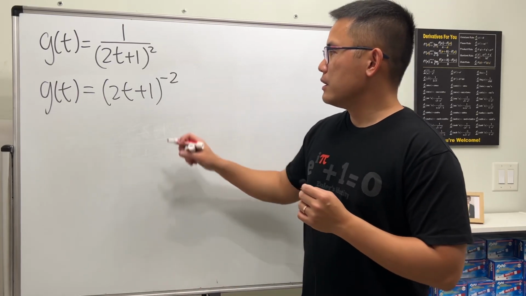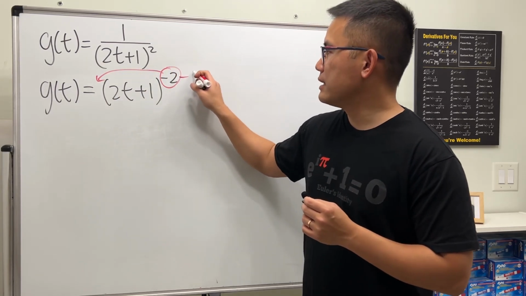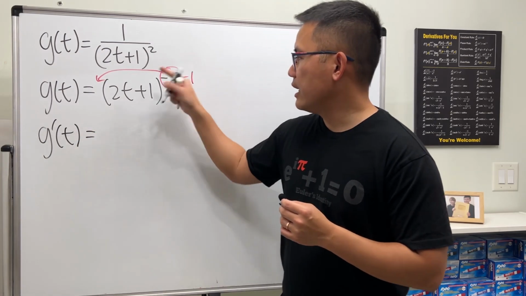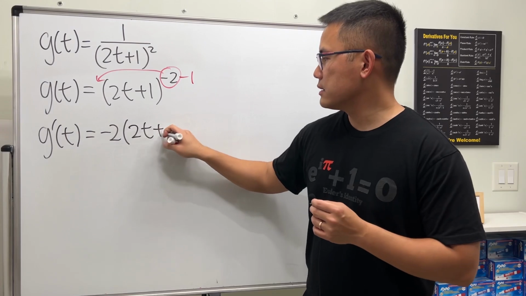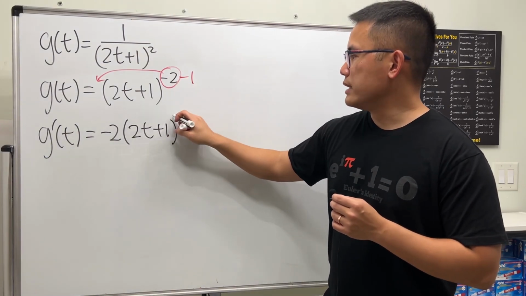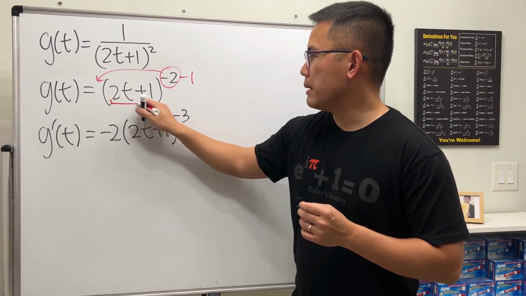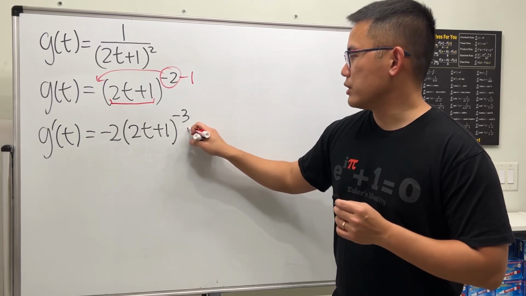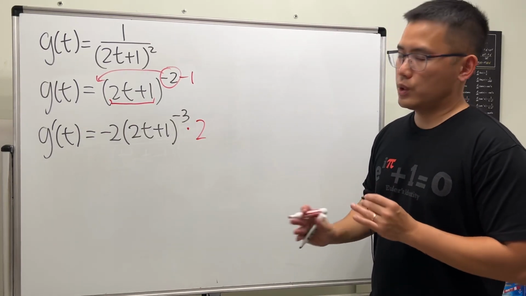Have a look. Let's get the answer first. Put the power to the front, minus 1. So this is the derivative. We get negative 2 times, here the inside stays. Negative 2 minus 1 is negative 3, so that's the first part. Then we are going to multiply by the derivative of the inside. Derivative of 2t plus 1 is just a 2. So that's it. If you're comfortable doing this, great.